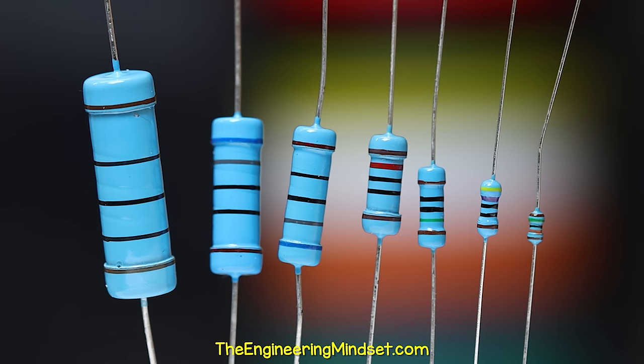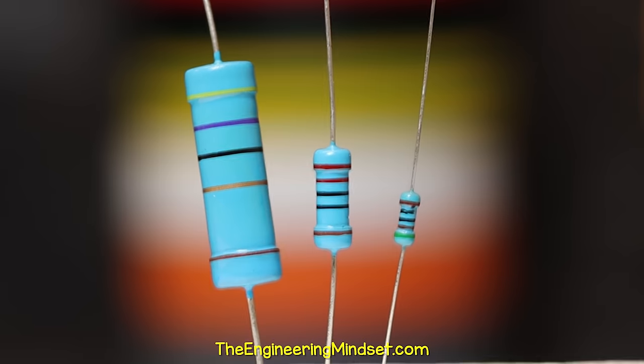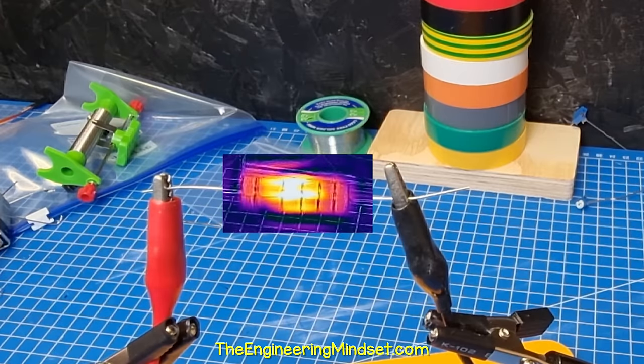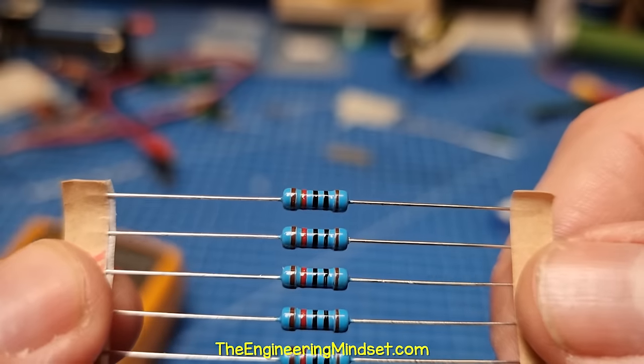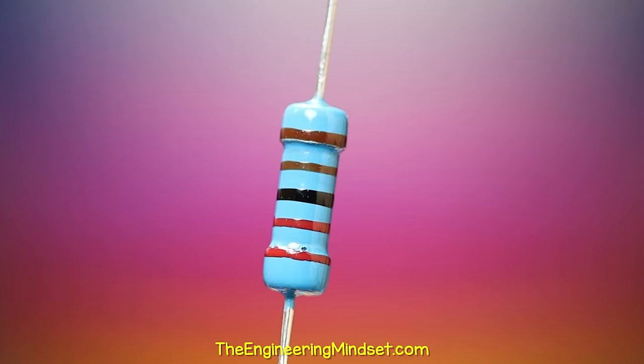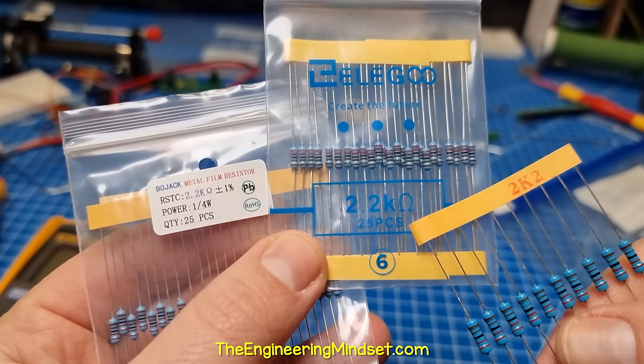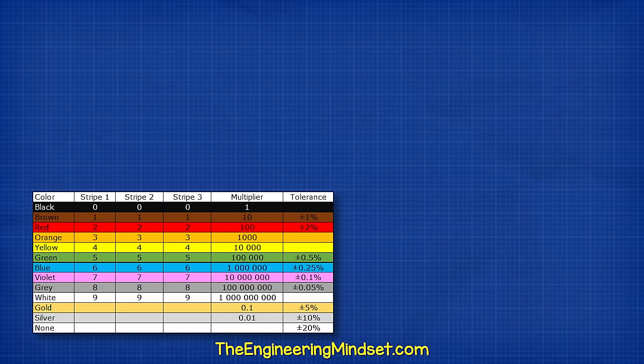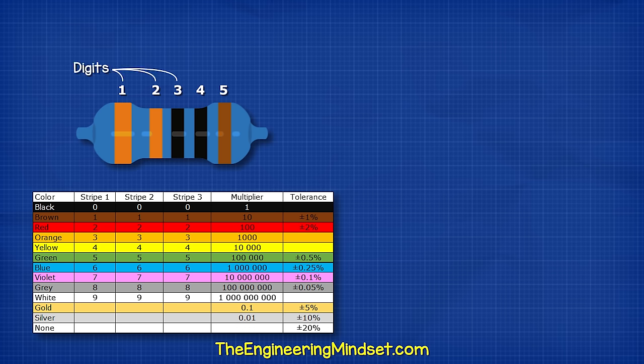They are available in different power ratings. The larger the size, the higher the rating, and the more heat it can dissipate. The colored stripes indicate the resistance value, and we usually have 5 stripes on these types. The packaging normally tells us the resistance, or we can check with a multimeter. Otherwise, we can use this chart to look up the values. We have 3 digits, a multiplier, and a tolerance band.